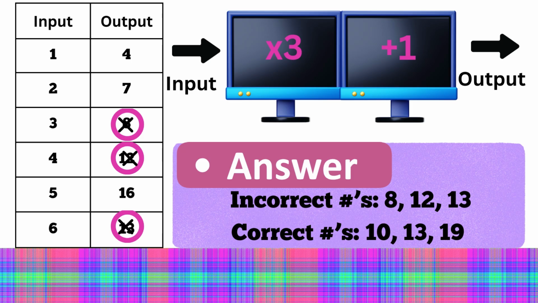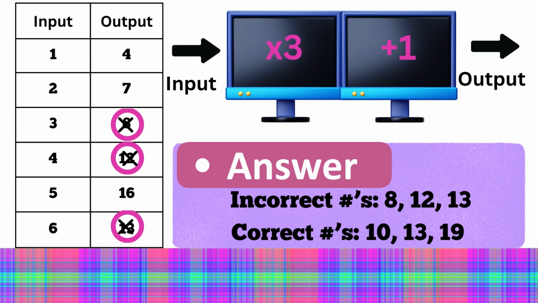For input number 4, 4 times 3 equals 12, plus 1 equals 13. But the table shows 12, so I have found my second error. Input number 5 would be 5 times 3 equals 15, plus 1 equals 16. That one's correct. Let's move on to input number 6. 6 times 3 equals 18, plus 1 equals 19. But the table shows 13, so I have just found my third error.